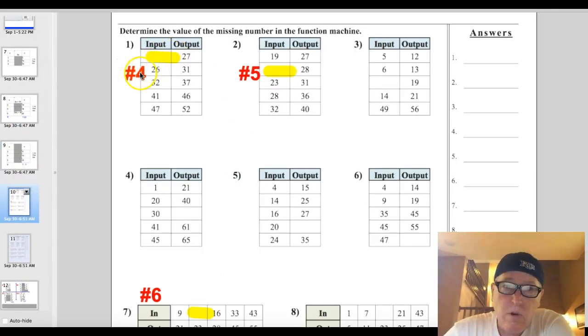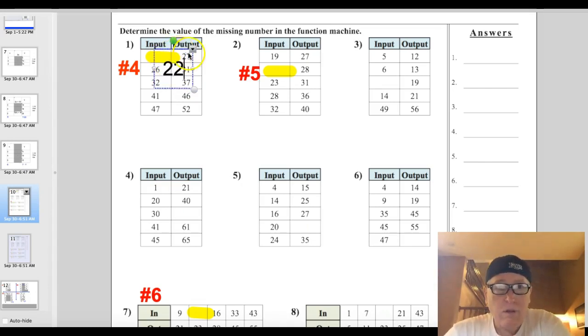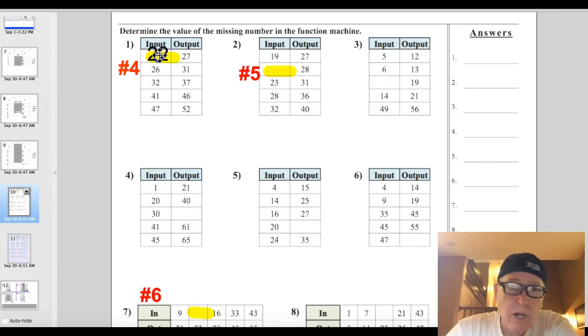All right, here's number 4. This one's a little bit easier. Okay, what appears to be happening? Went from 37 to 32, 31 to 26. It looks like it's minus 5, doesn't it? So what's this one going to be? 22. You subtract 5.